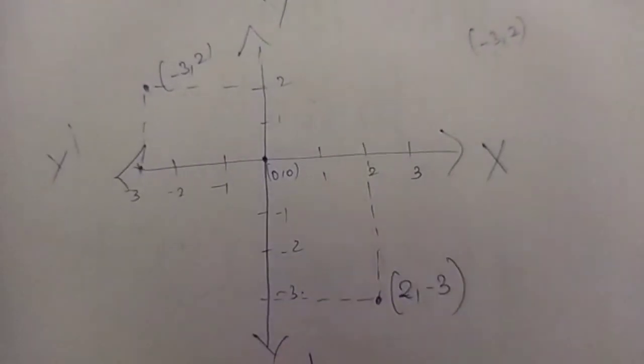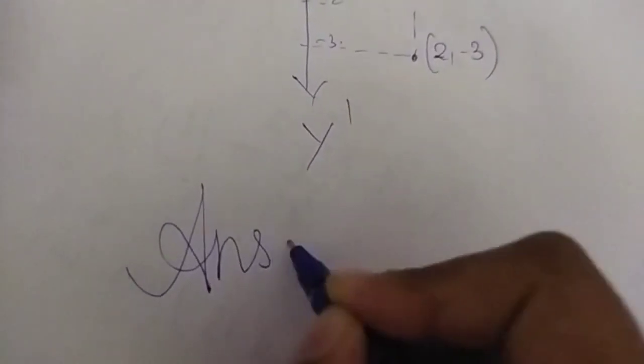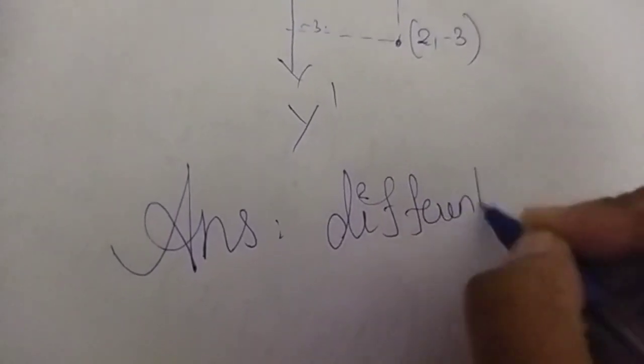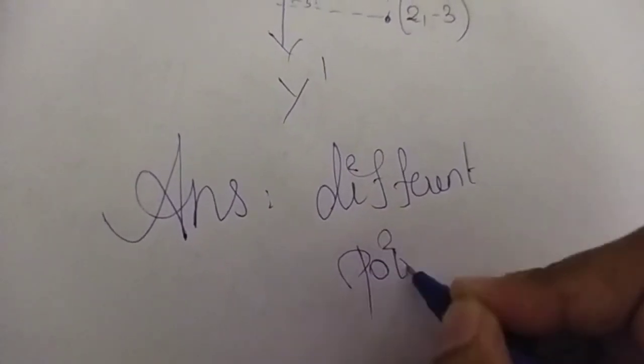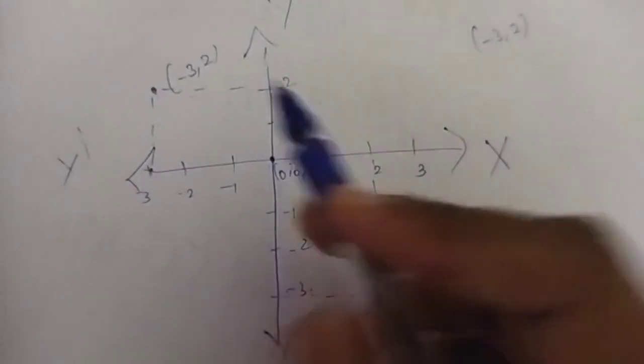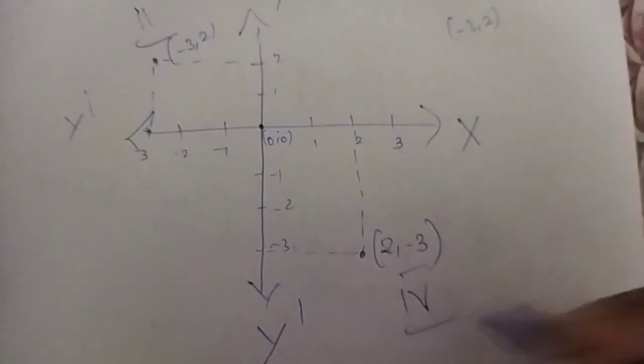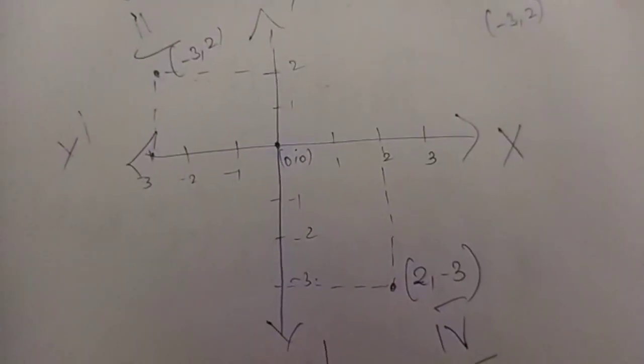Look here, both are different points. So these two coordinates are different points. Therefore the answer is different points, because they are not at the origin. Origin is 0, 0. They are not the same points. This one is in the second quadrant and this one is in the fourth quadrant. So they both are different points. So let's go to the next sum.